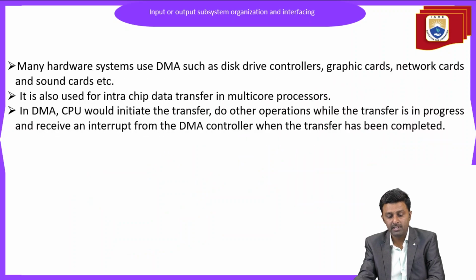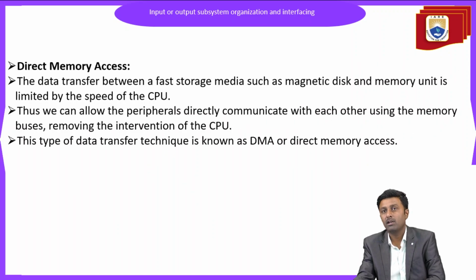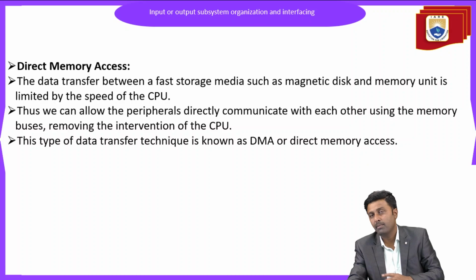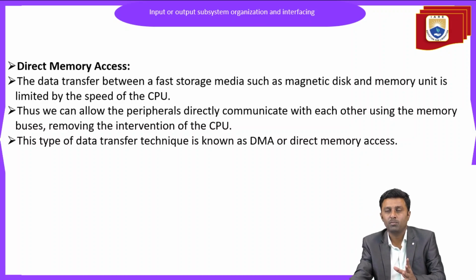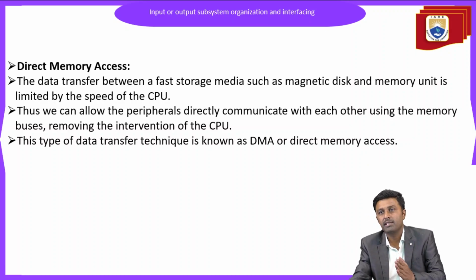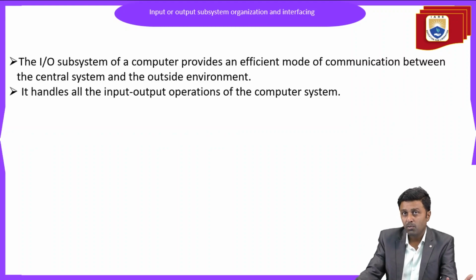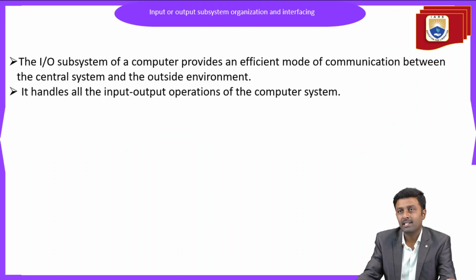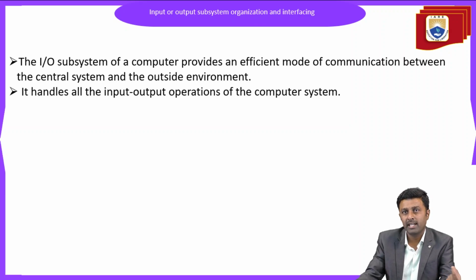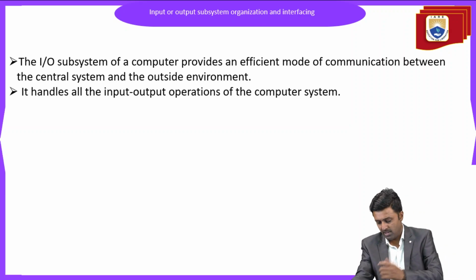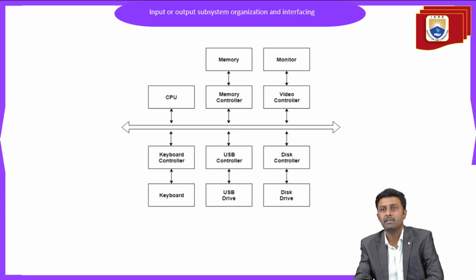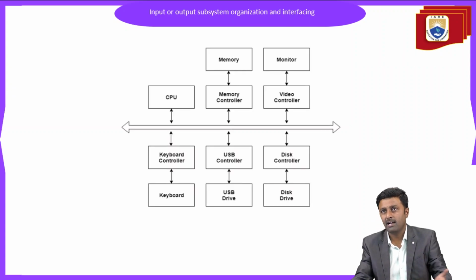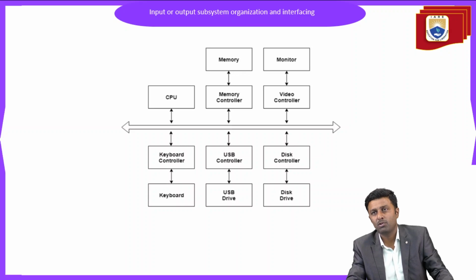That is, with the help of a DMA controller, the data transfer is happening between the input-output devices without the intervention of the CPU. The input-output system of a computer provides an efficient mode of communication between the central system and the outside environment. It handles all the input-output operations of the computer. We have seen the types, and this is about the interfacing of the input-output devices.